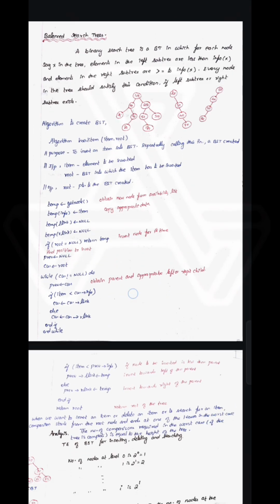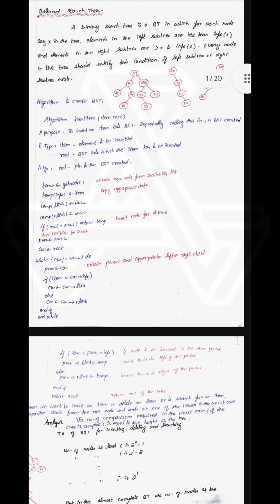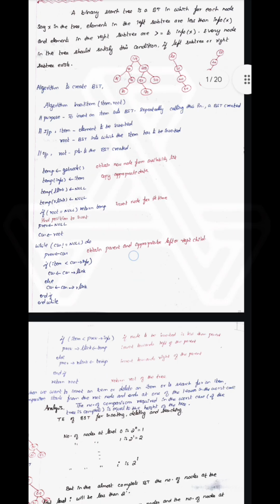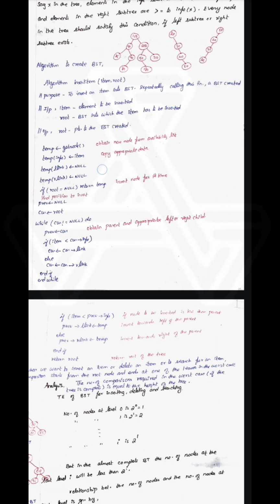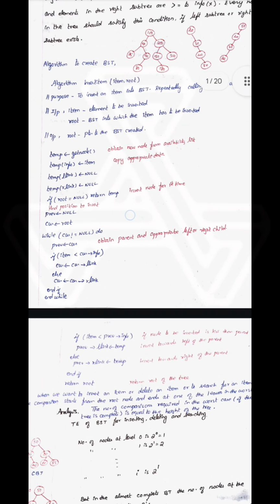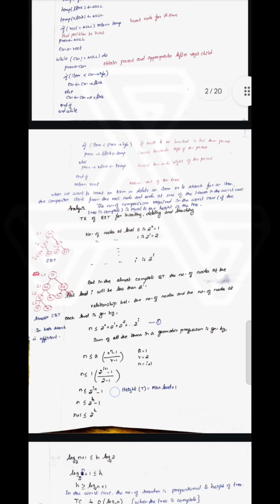Balanced search tree. The binary search tree is a binary tree in which for each node, say x, in the tree, elements in the left subtree are less than info x, and elements in the right subtree are greater than or equal to elements in x. Every node in the tree should satisfy this condition if the left or right subtree exists. Algorithm to create a binary search tree: just now we learned all these things, hope you remember.